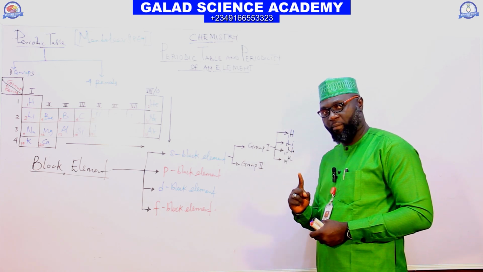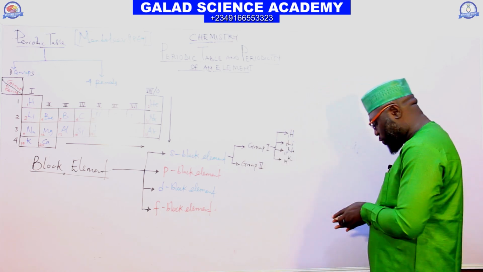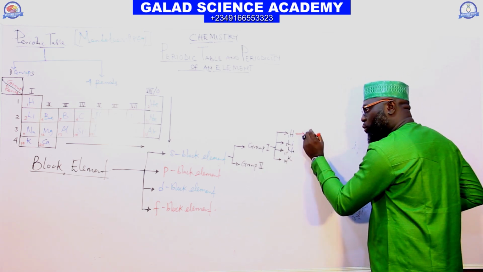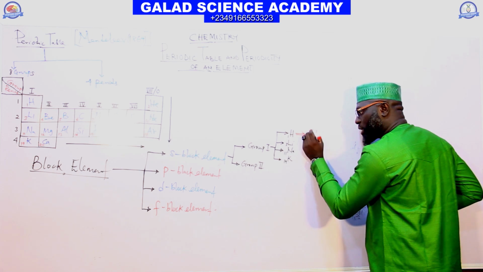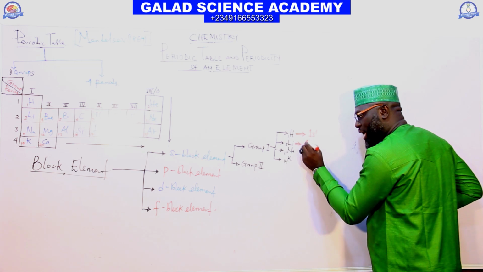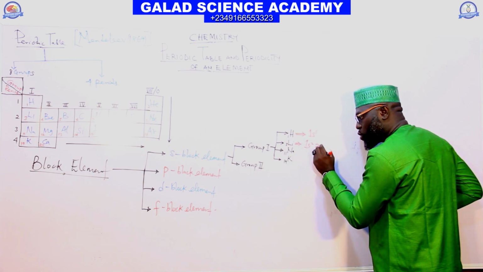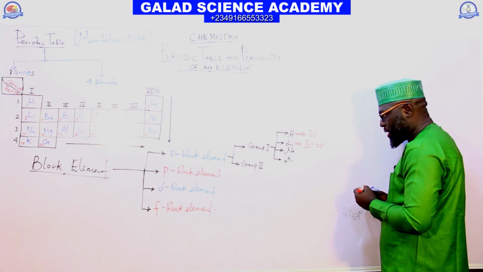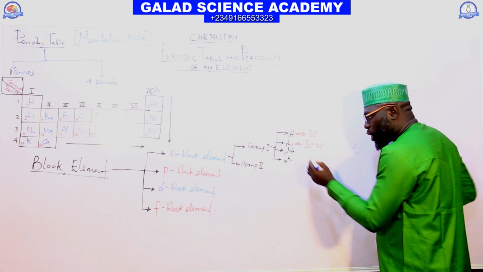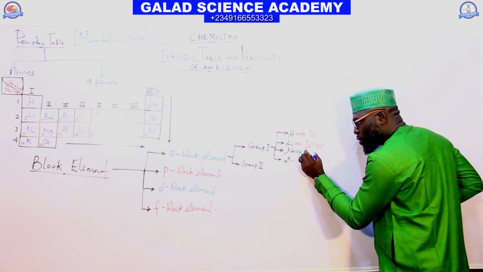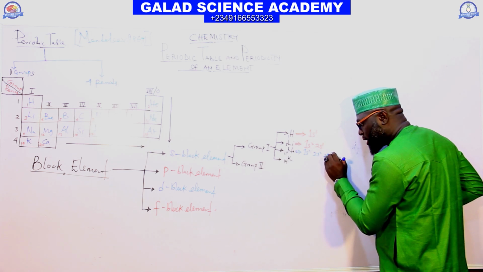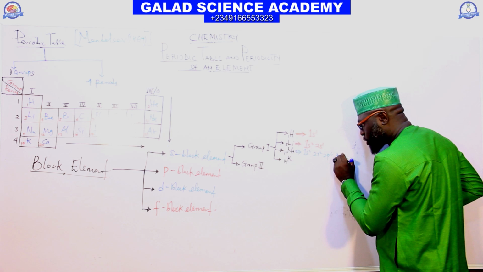Let us check it now. For hydrogen, we have 1s1. For lithium, we have 1s2 and 2s1. For sodium, we have 1s2, 2s2, 2p6, 3s1.